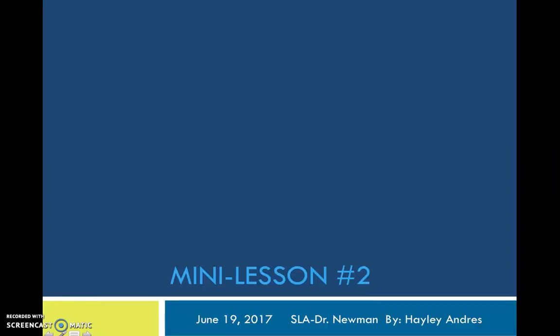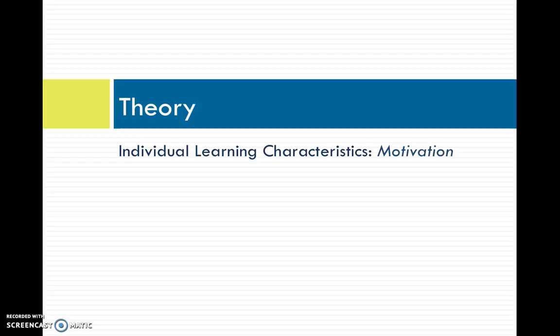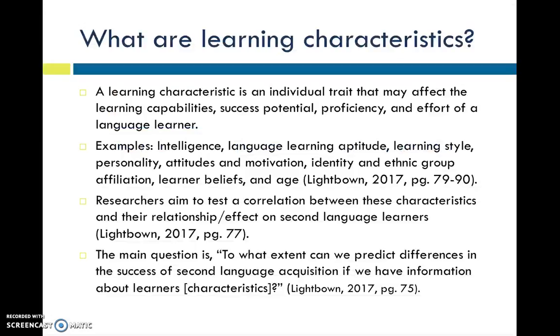Mini lesson number 2. The theory I chose to do was the characteristic of motivation. What are learning characteristics? A learning characteristic is an individual trait that may affect the learning capabilities, success potential, proficiency, and effort of a language learner. Examples of this include intelligence, language learning aptitude, learning style, personality, attitudes and motivation, identity and ethnic group affiliation, learner beliefs, and age.